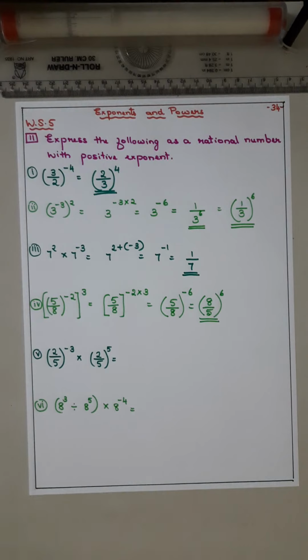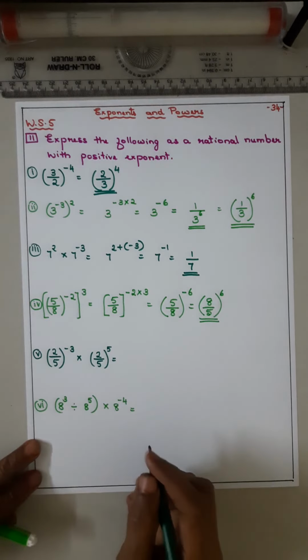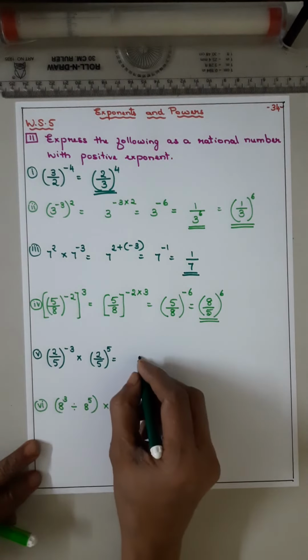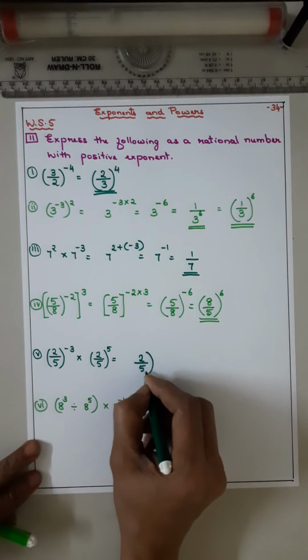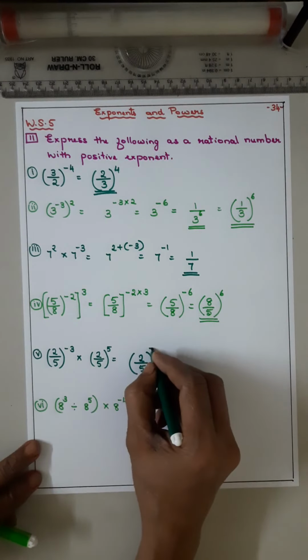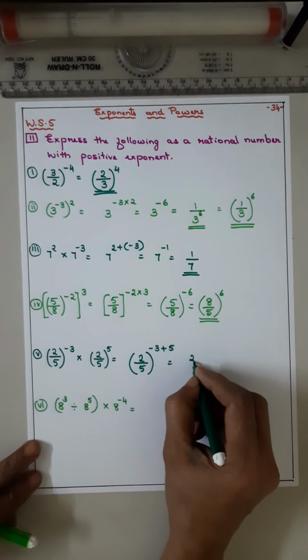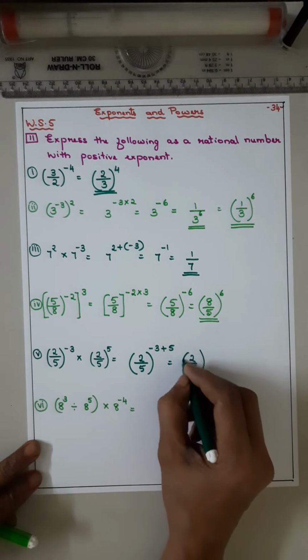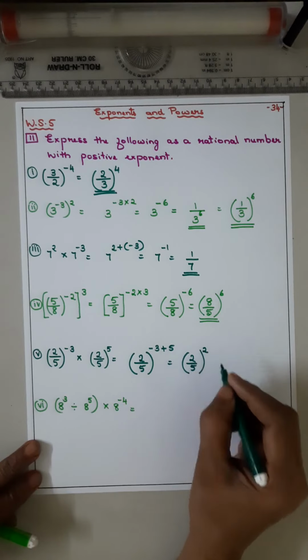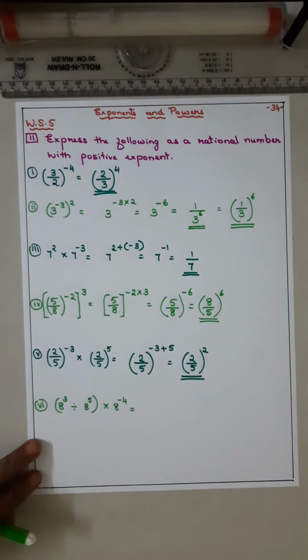Okay. Now coming to the fifth one, bases are same. In between multiplication sign, so add the powers. Minus 3 plus 5, so you got (2/5), the whole raised to 2. Already it is in the positive power. Exponent is positive. Leave it like that.